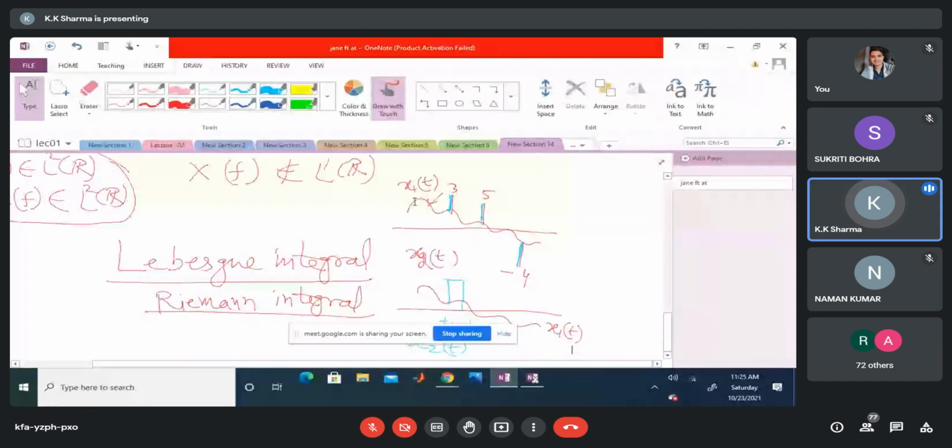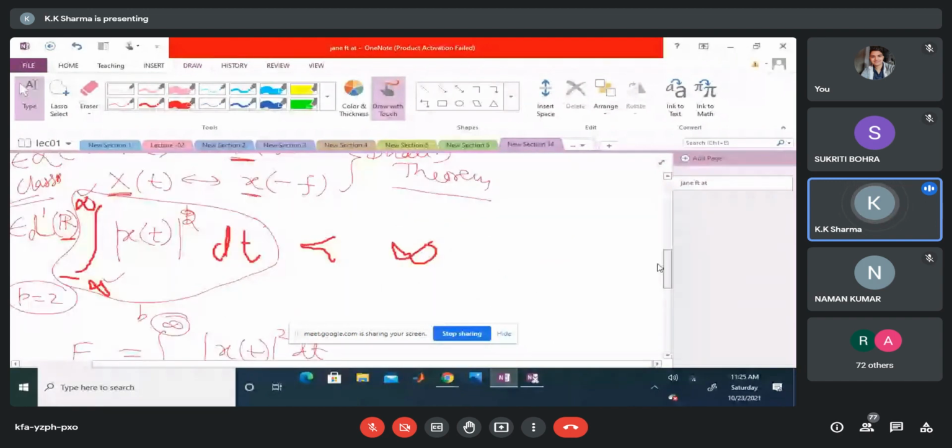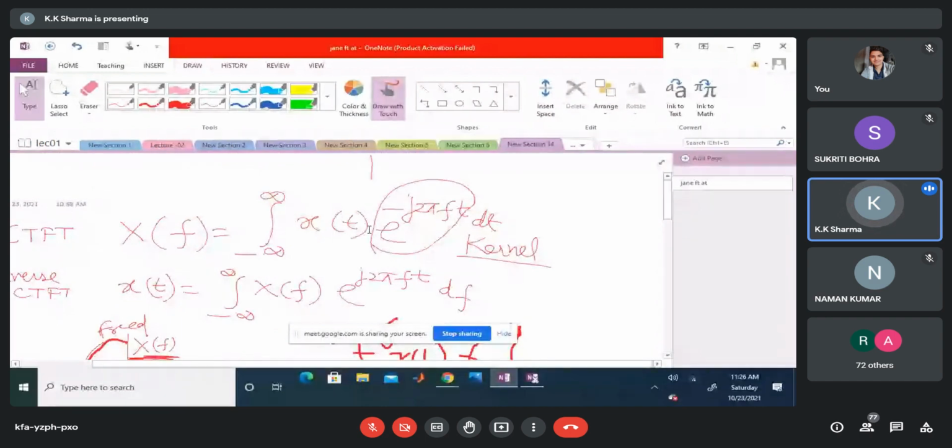So the first thing we said is that this usual definition in textbooks is defined for x(t) being an L1 signal. L1 means the integral of |x(t)| from minus infinity to infinity should be finite. But even if x(t) is an L1(R) signal, it is not guaranteed that your Fourier transform will be L1(R). The moment X(f) is not in L1(R), you cannot use this inverse transform definition.